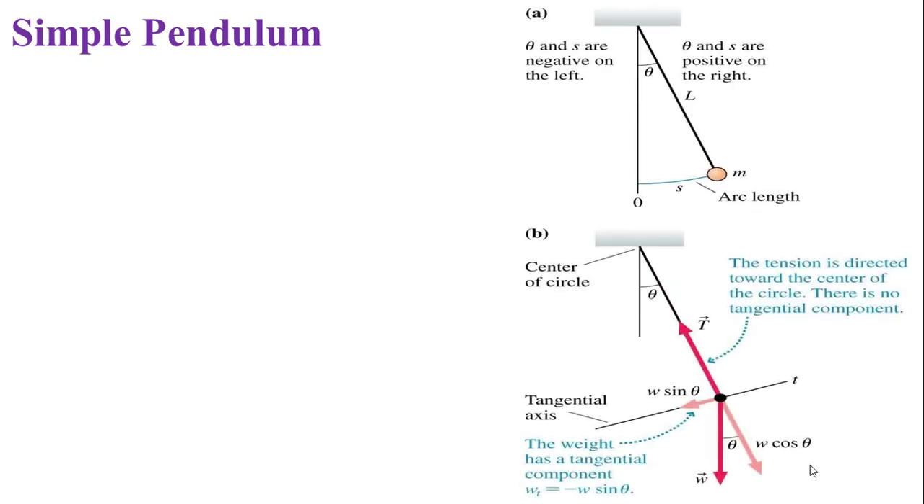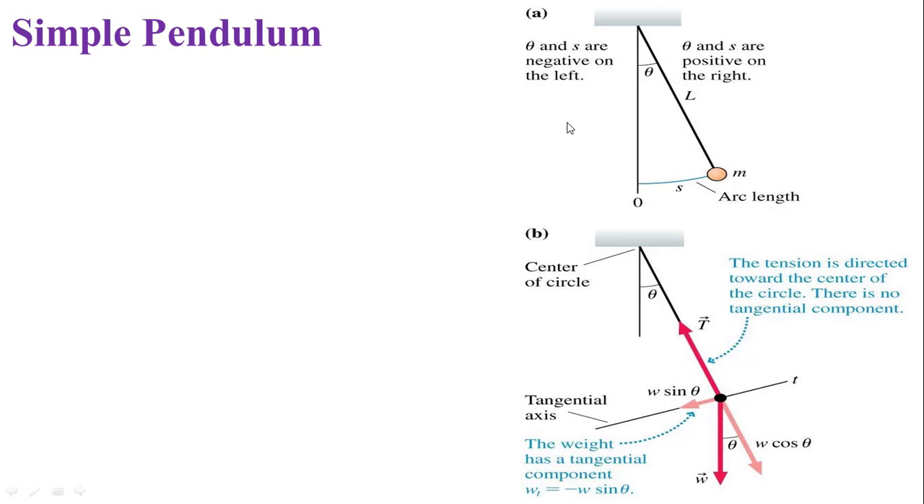First of all, see in this diagram, we consider a string of length L and a bob of mass M attached to the string, hanging vertically. Here it makes an angle theta, and theta and S are positive on the right. See in this diagram, theta and S are negative when it goes to the left. So this motion is left to right about its mean position.